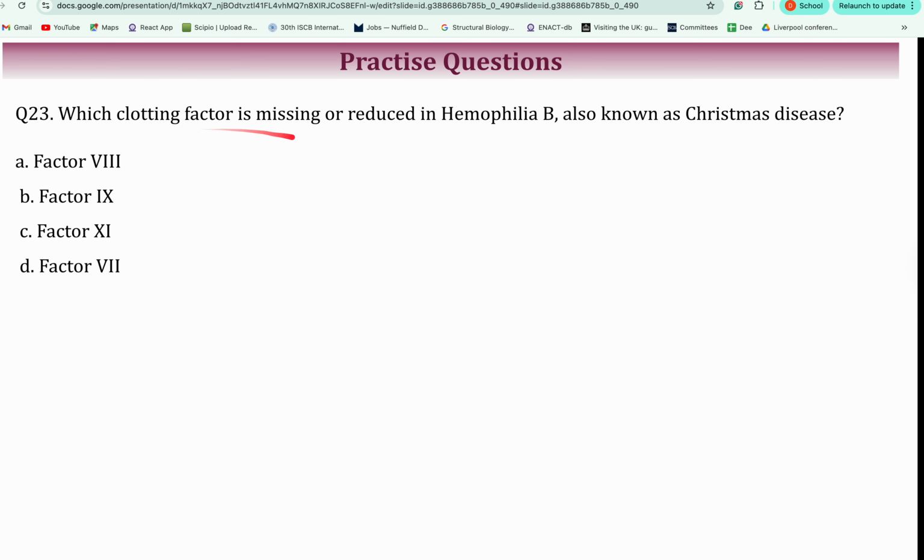Next question is, which clotting factor is missing or reduced in hemophilia B, also known as Christmas disease? Option A factor 8, option B factor 9, option C factor 11, and option D is factor 7. So this also we have discussed just now. So the right answer is option B, that is factor 9.